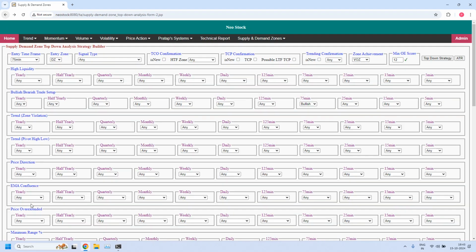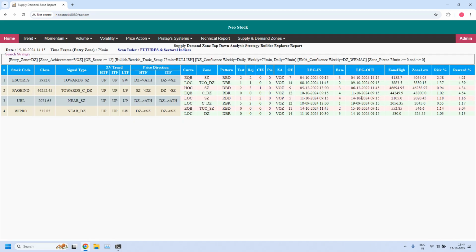Let's verify. So in the EMA confluence, weekly time frame, weekly demand zone with weekly EMA confluence. We set the filter. Let's verify. Oh, all the 4 stocks are having weekly EMA confluence. So these 4 stocks are high probability setup demand zones. Very good. Okay, this is about weekly income trade bullish trade setup.